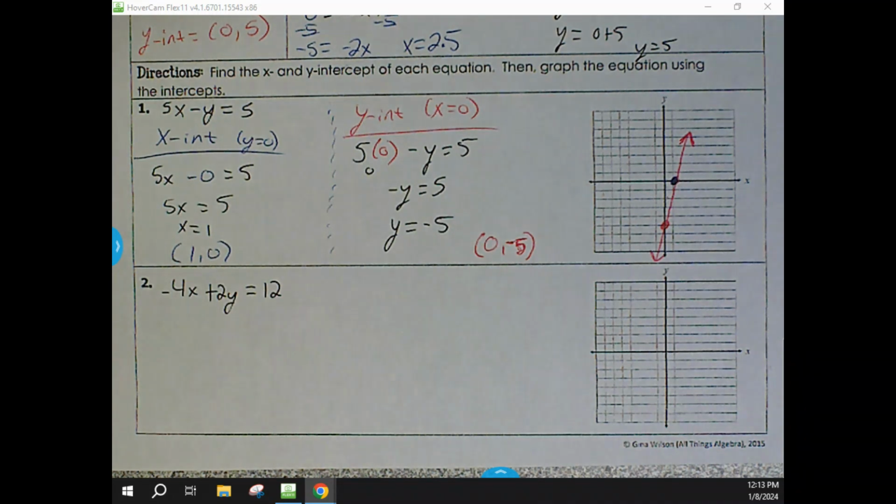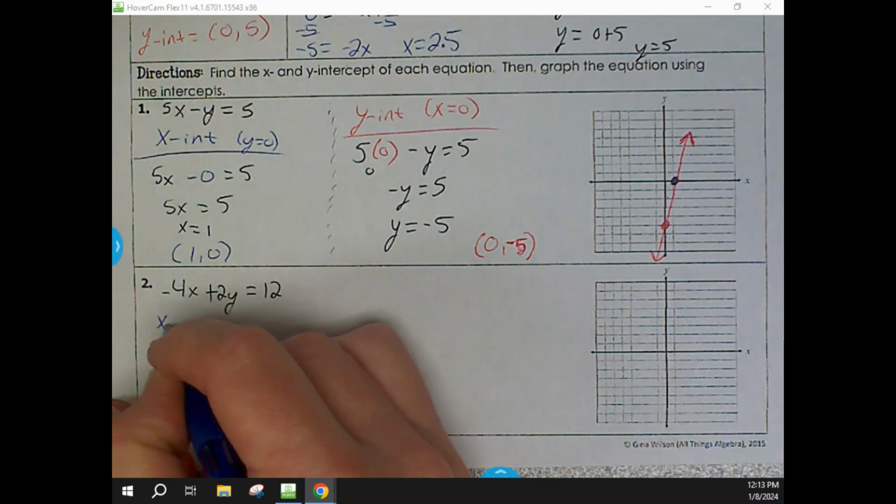Okay, so we'll do one more of those. And again, once we do one more, that's for that part of it, that should be good. And we'll do a couple of little things here. So for number 2 here, same thing. We'll do the x-intercept and then we'll do the y-intercept.